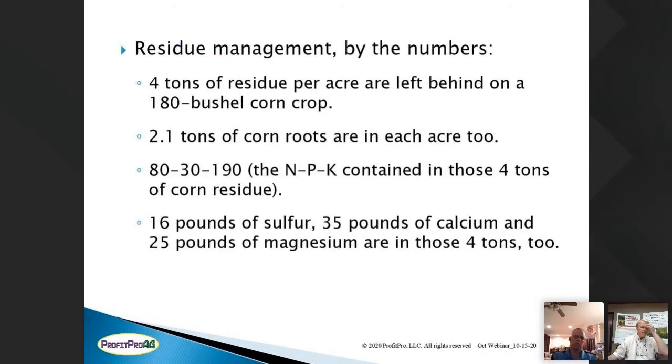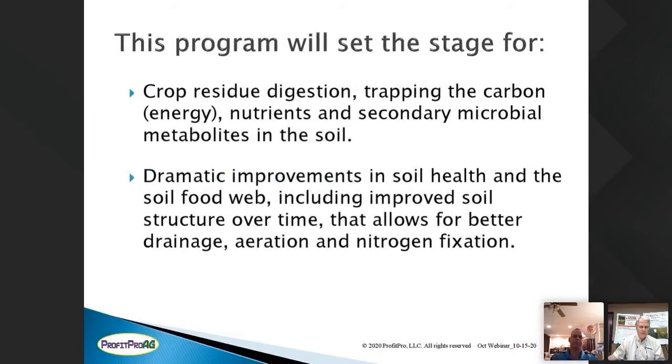If we look at residue management by the numbers, 4 tons of residue per acre left behind on a 180 bushel corn crop. So 4 tons plus 2.5 tons, 2.1 tons in the soil, in the root mass. Leaves behind, as we showed you earlier, about 80 pounds of nitrogen, 30 of phosphorus, 190 pounds of potassium, plus all the calcium, magnesium, sulfur, etc. That's there. So that residue has a lot of value to it that you need to recycle and take advantage of. And of course, we have all the carbon that's been energy trapped in there also.